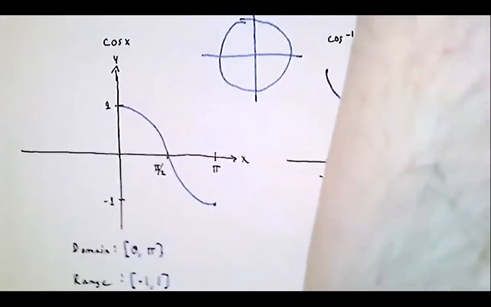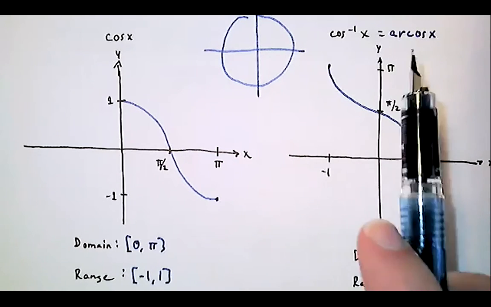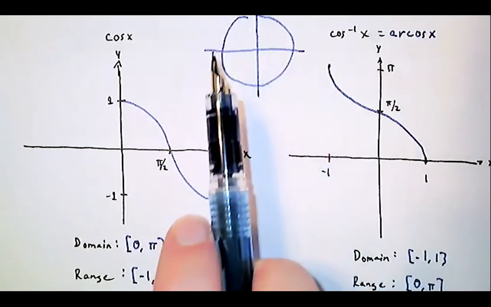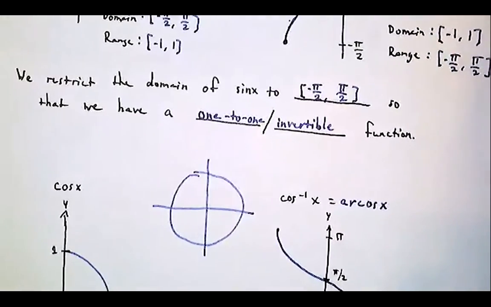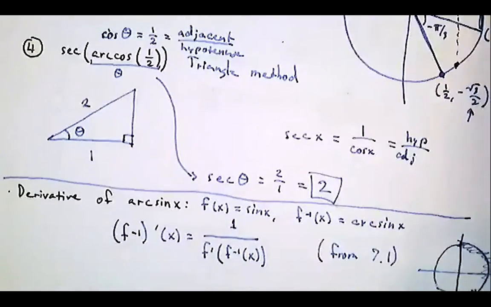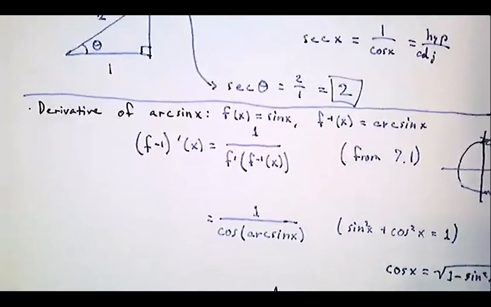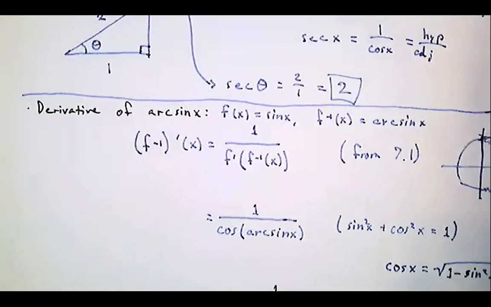Okay, so this means the range of arc cosine is always between 0 and pi. So any angle that comes out of this function is always going to correspond to the upper half of the circle. Then we practiced a little bit finding angles, and the big thing that we did last time was we found the derivative of arc cosine using this formula for inverse derivatives from section 7.1.